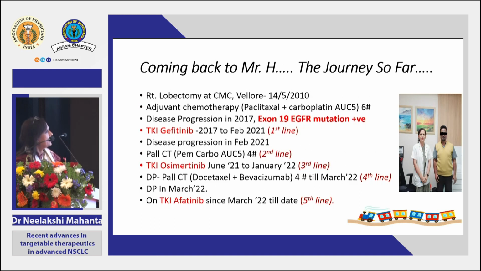he had a right lobectomy in 2010, then adjuvant chemotherapy. His disease progressed in 2017. He was EGFR positive. He was started on first-line gefitinib. Again, disease progressed in 21. Started on PAL-CT second line. Again progressed and got osimertinib from June 21 to 22. That was the third line. Again got palliative chemotherapy, fourth line. Disease progressed in March 22, and now he's on afatinib, going well with the fifth line of treatment.